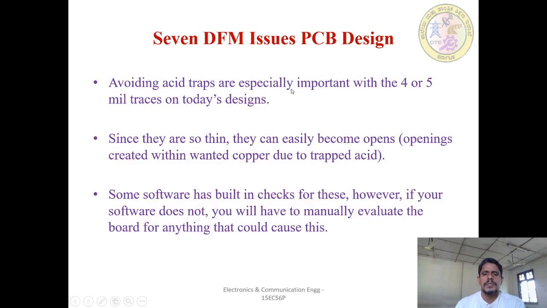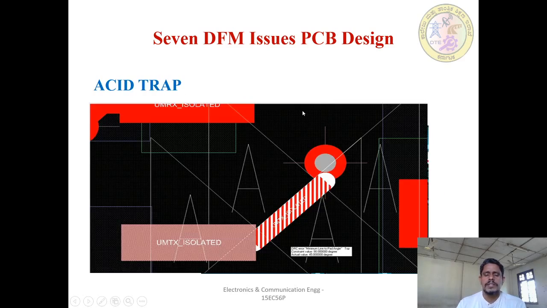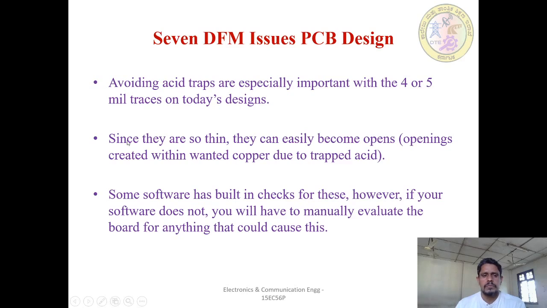Avoiding acid traps is especially important within the 4 or 5 mil traces on today's designs. If you are routing at 4 to 5 mils, 4 mil is a 0.1 mm track, that will be entirely cut if the acid goes and sits there. Since they are so thin, they can easily become openings created within the wanted copper due to trapped acid.